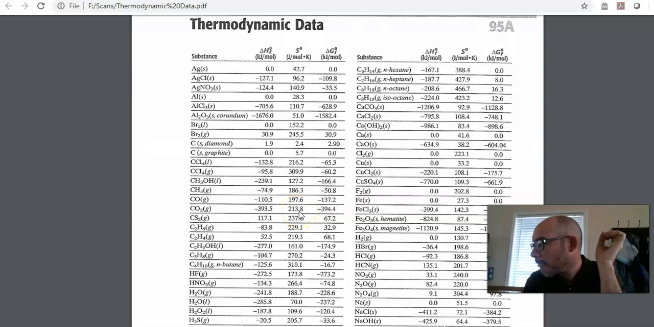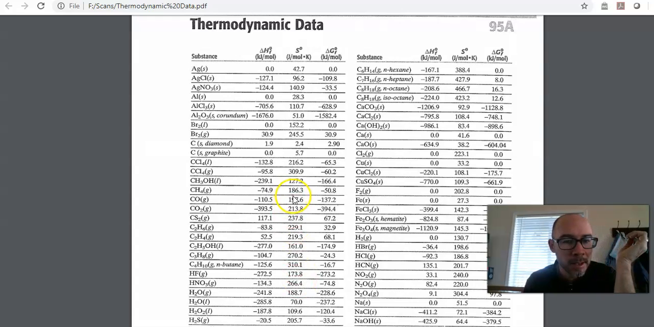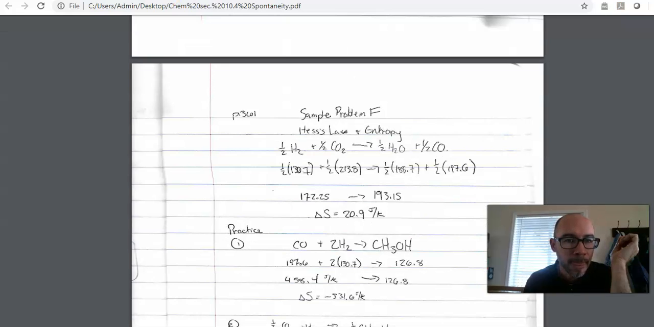We've got water. Okay, so you got H2O as a liquid or as a gas. In our particular problem, it was a gas, so we'd use the 188.7. And carbon monoxide as a gas, there's our 197.6. Okay, so that's where these numbers come from, and we collect up on this side. We got half of this and half of that. That adds up to a total of 172.25 joules per Kelvin of entropy.